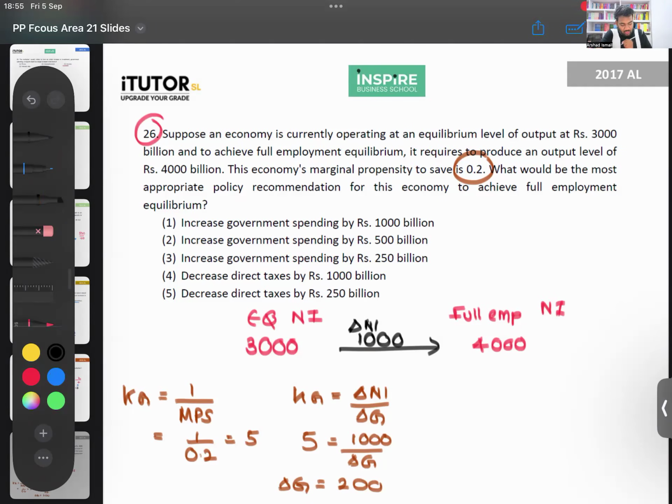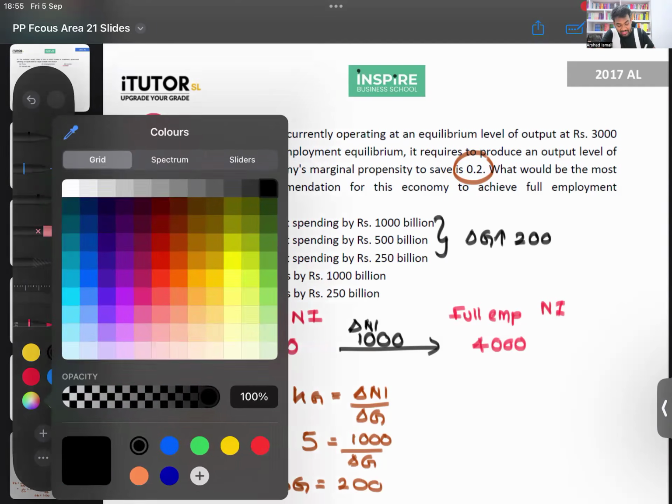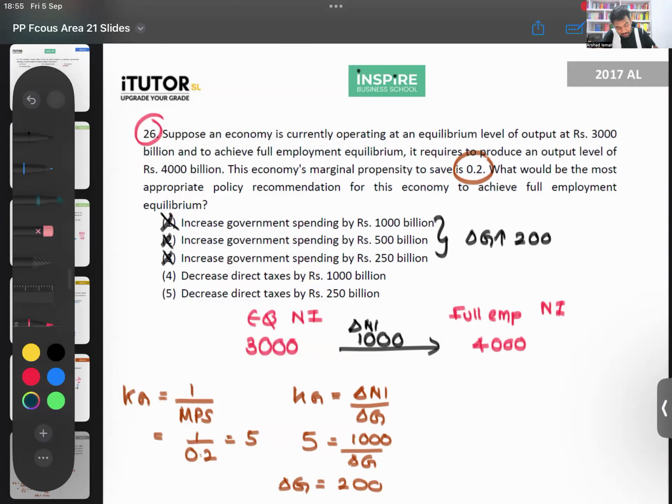Is there an answer that talks about government spending increasing by 200? No. So they are saying government spending by 1,000, by 500, by 250. Wrong. If it is government spending, then government spending has to go up by only 200. So then you have to look at taxes. So how much is my tax multiplier? My tax multiplier is minus MPC over 1 minus MPC, or minus B over 1 minus B.